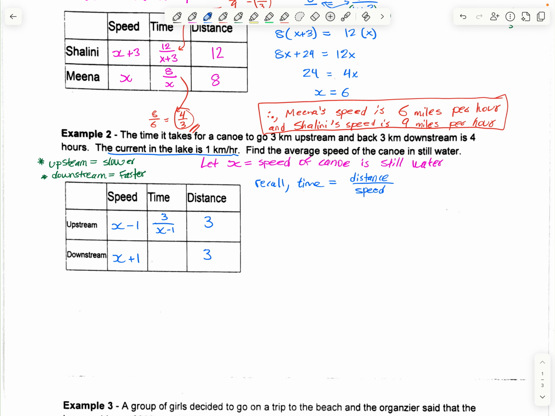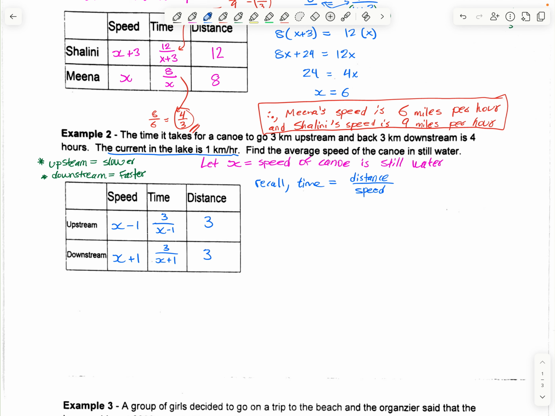And then for downstream, it'll be faster. It's going to be 3 divided by x plus 1. So the time will get shorter, right? So, yeah, nice. So now the question here is, what do we do with these two times, right? We know that the times are not equal. Clearly, they're not, one's faster or one's slower, right?